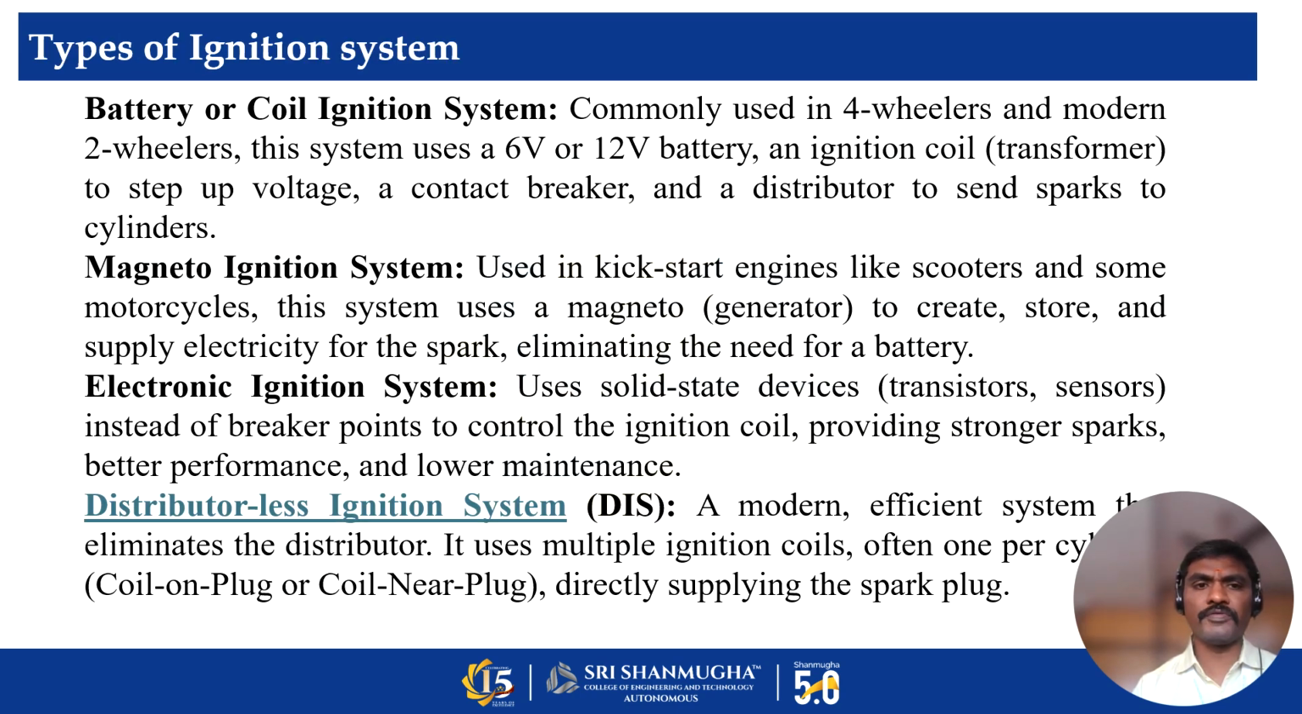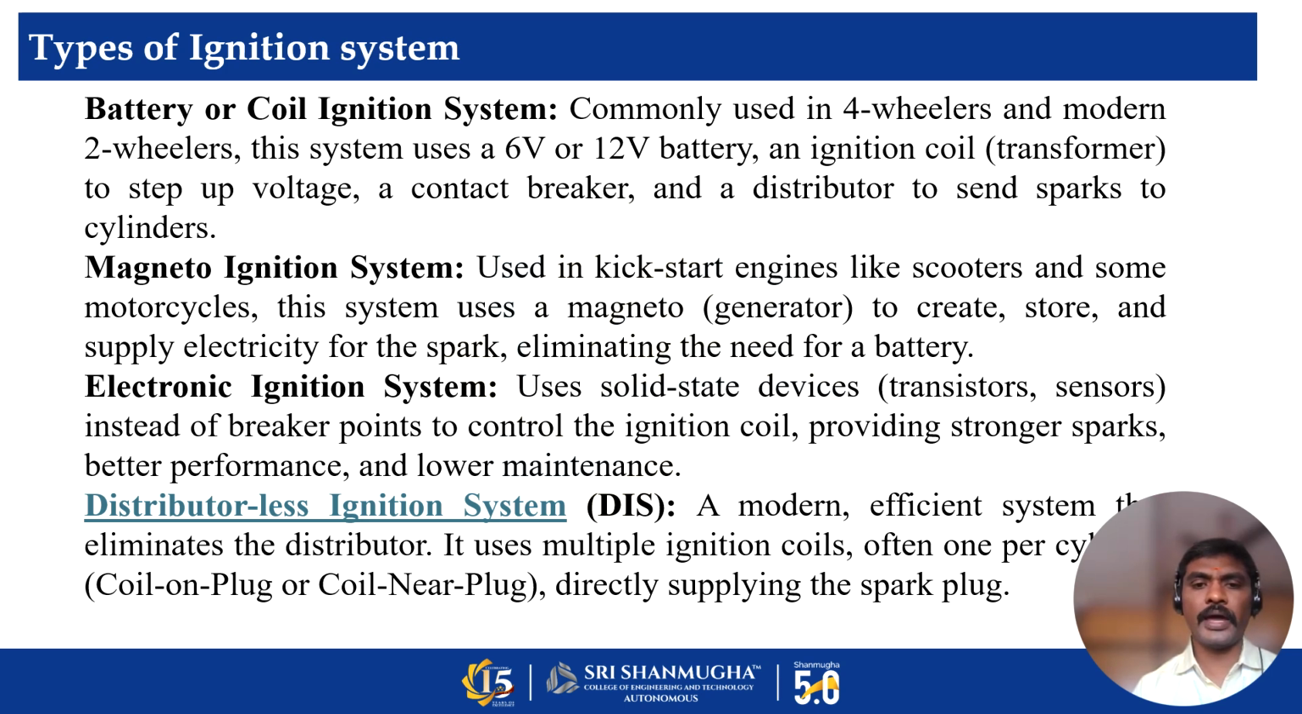There are different types of ignition system: battery coil ignition system, magneto ignition system, electronic ignition system, and distributor-less ignition system. Battery coil ignition system is commonly used in four-wheelers and modern two-wheelers. This system uses a 6-volt or 12-volt battery, an ignition coil, that's a transformer to step up voltage, a contact breaker, and a distributor to send spark to cylinders.